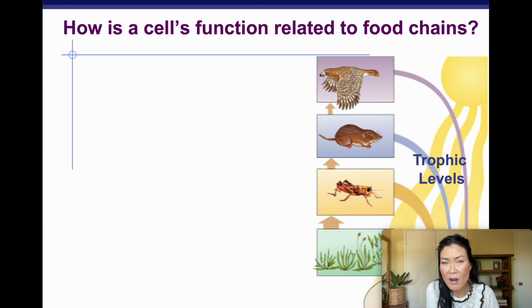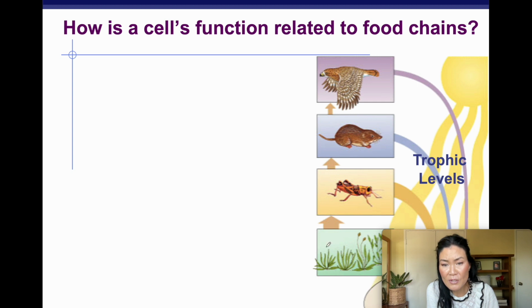Producers are basically autotrophs, right? Autotrophs are organisms that automatically make their own food. They don't rely on other organisms as a source of energy. They rely on solar energy. They could rely on chemicals in the environment to create their own food.